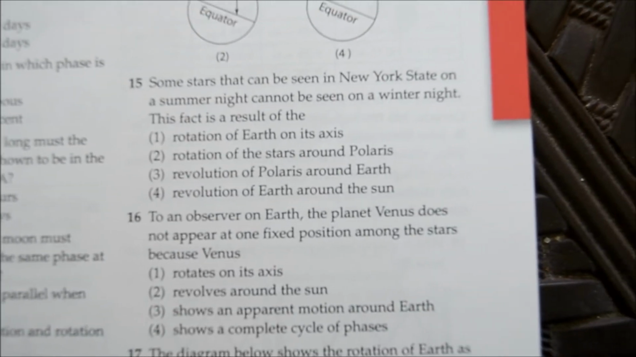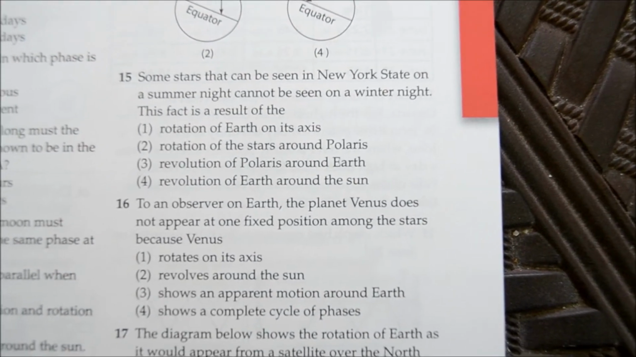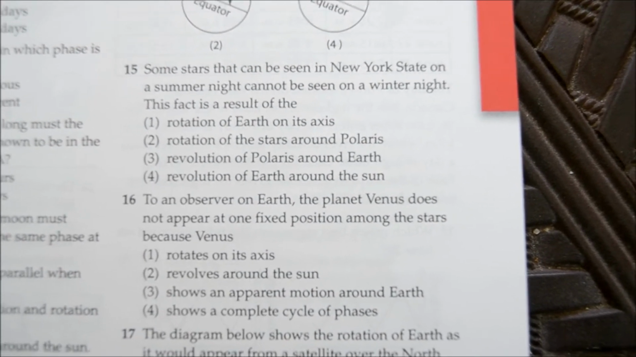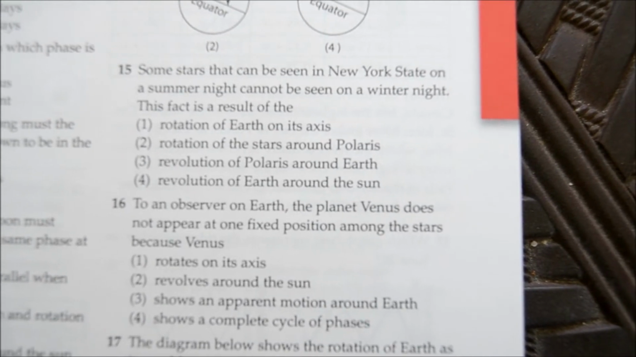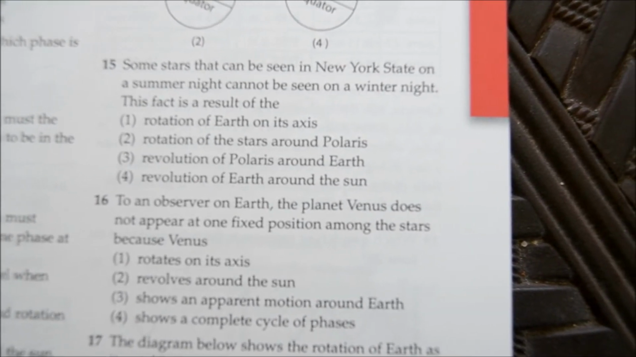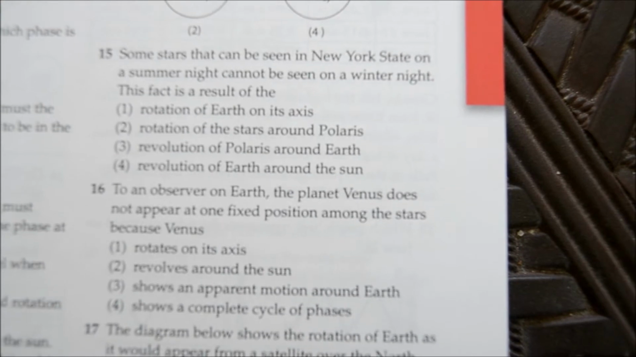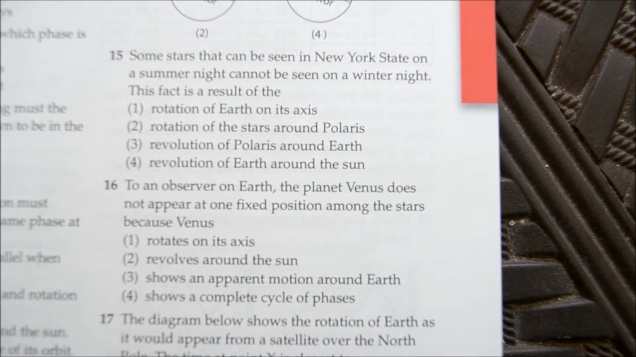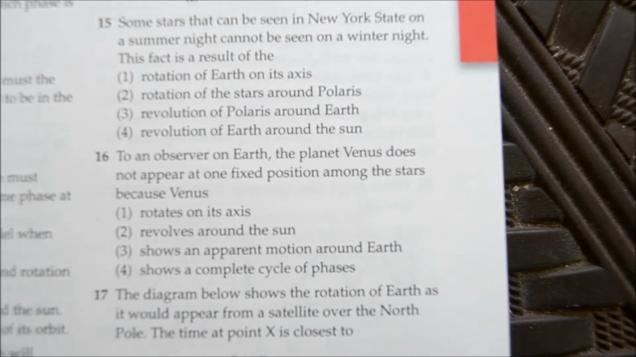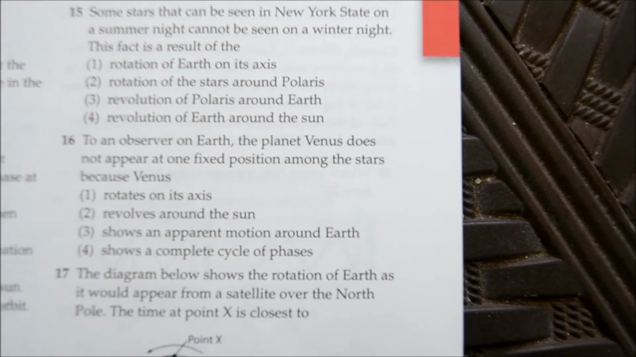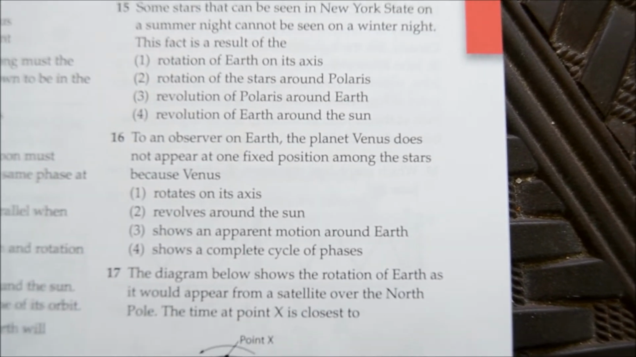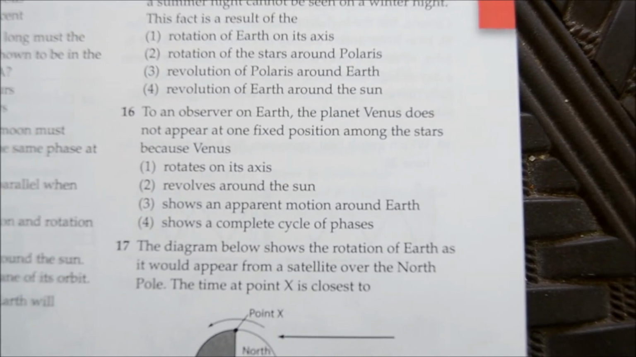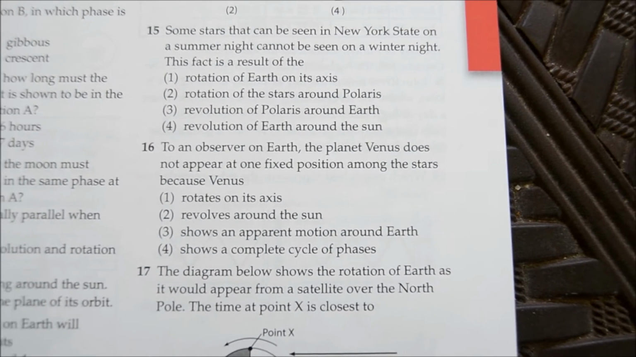15. Some stars that can be seen in New York State on a summer night cannot be seen on a winter night. This fact is the result of the revolution of the Earth around the sun. Remember, we talked about this one. You stand up, wherever you're looking at right now, they're your summer constellations. Do a 180, your winter constellations. You only see the stars at night when it's dark. The stars are out there right now, but it's too bright.